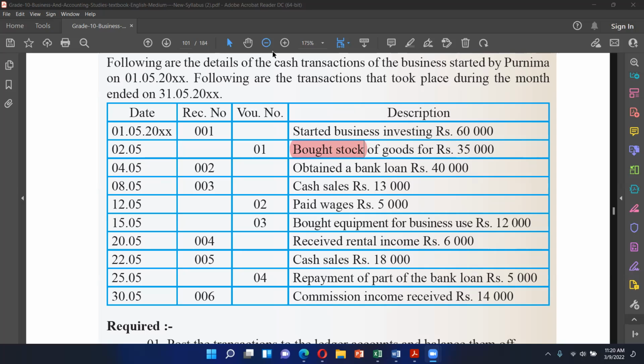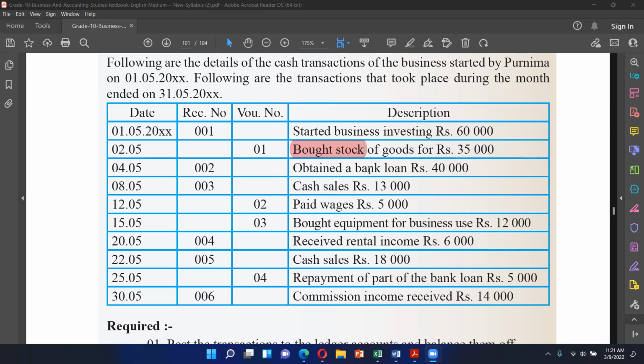8th May. Cash debit, sales credit. Yeah, cash debit, sales credit. Good. And can you try the 12th May? Waves account debit and cash credit.